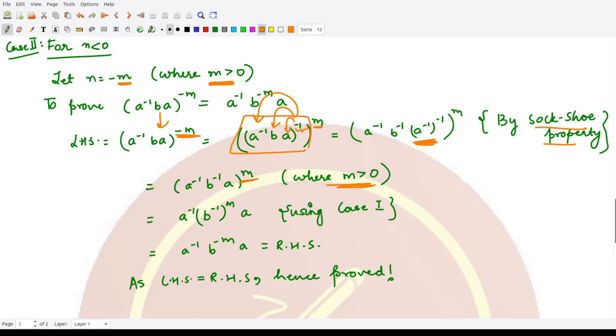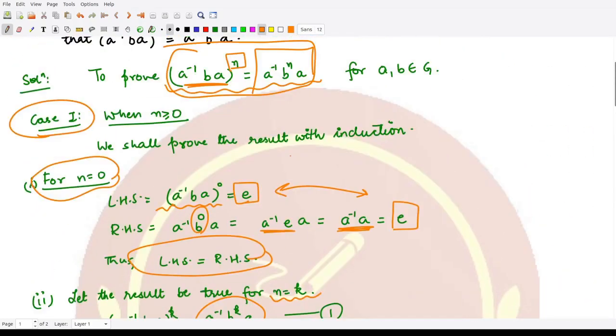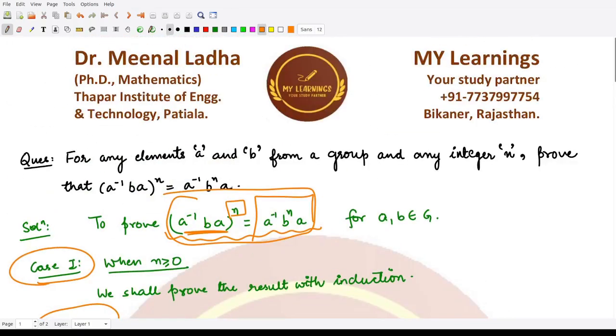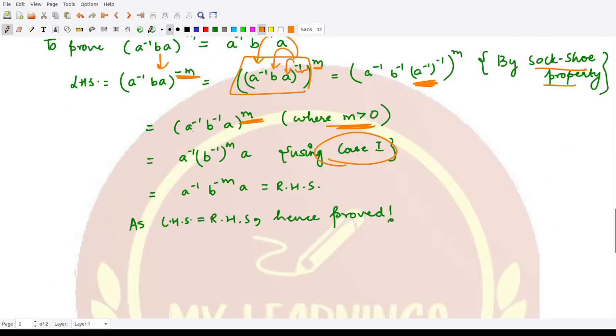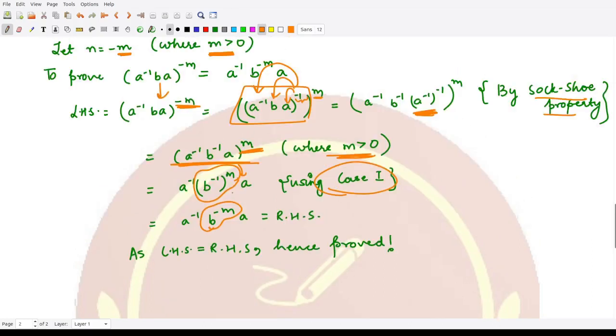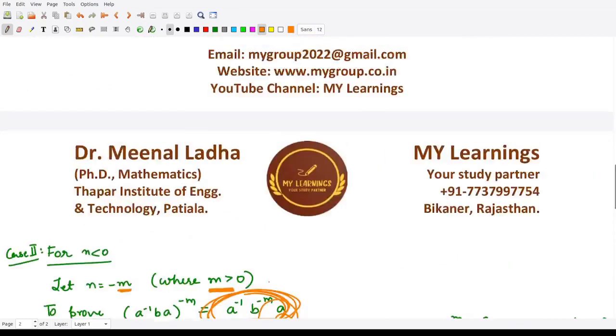Earlier also it was positive. So if it is a positive quantity, we can make use of case 1, which we have proved, and we can apply this result onto m. Why? Because m is a positive integer, and for positive integers we have already proved our result. So applying this result onto this, we have A inverse as such, B inverse raised to power m, A. You can then open up this power so that it becomes B raised to power minus m. And what is it? It is your right hand side here, right? Hence you have also proved the result for n less than 0.